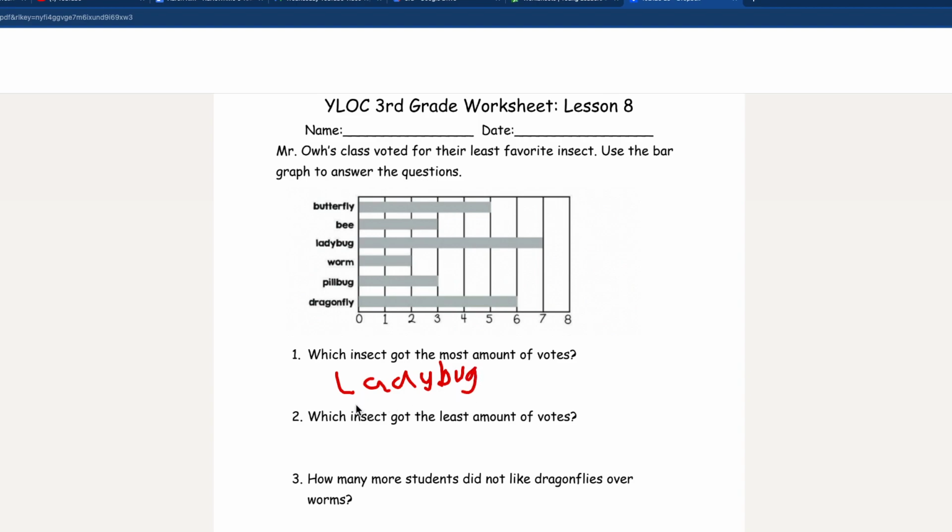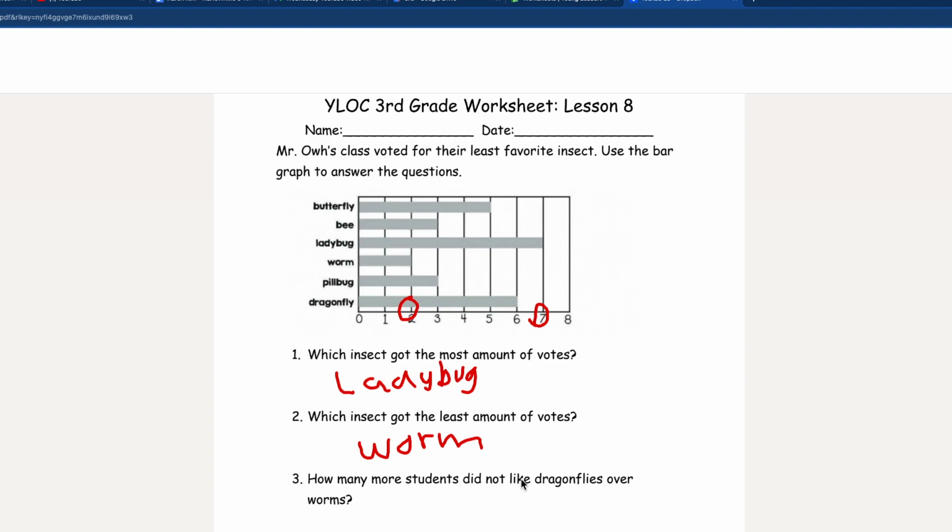All right, number two, which insect got the least amount of votes? We have to find the one with the smallest number. This was the largest number. Is 5 the lowest number? No, because there's more. 3, that's close, but both of these bugs have 3, so 2. So worm. Which insect got the least amount of votes? Worm at 2.